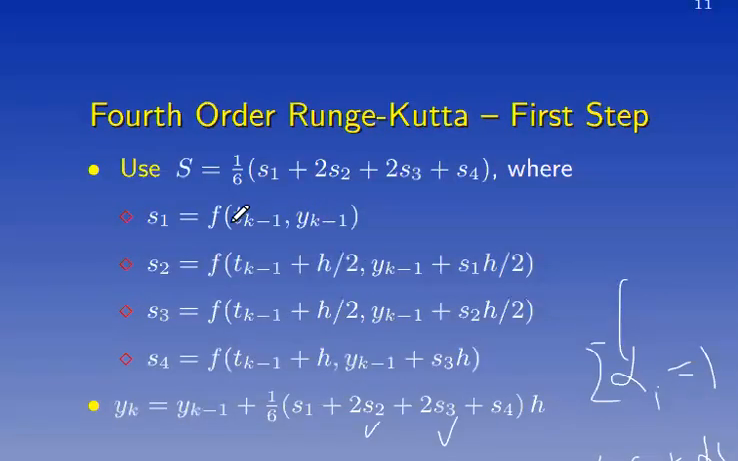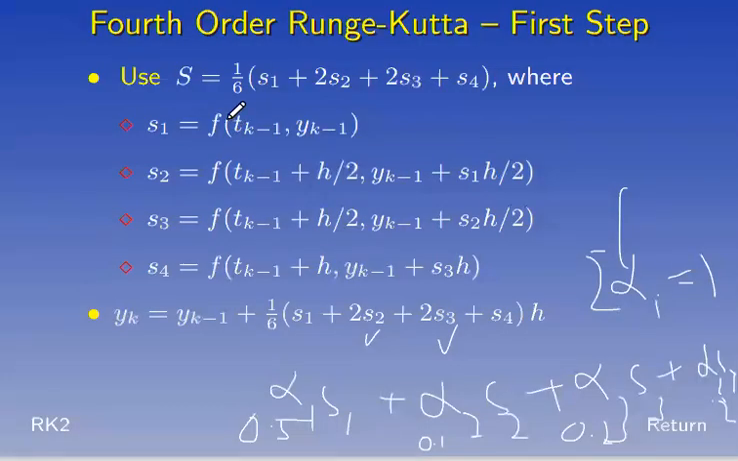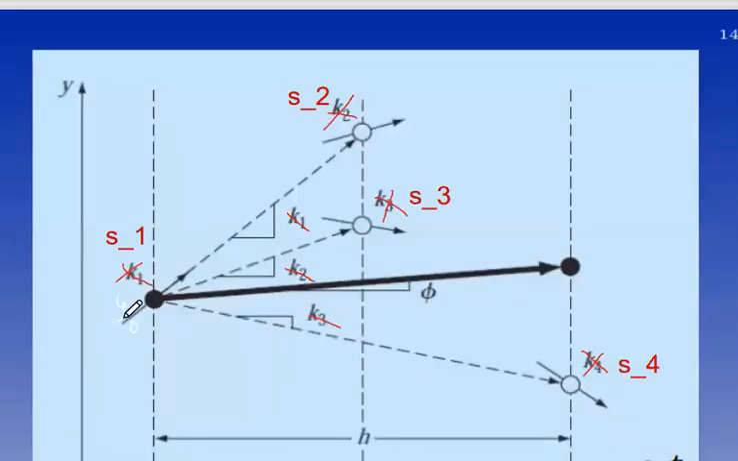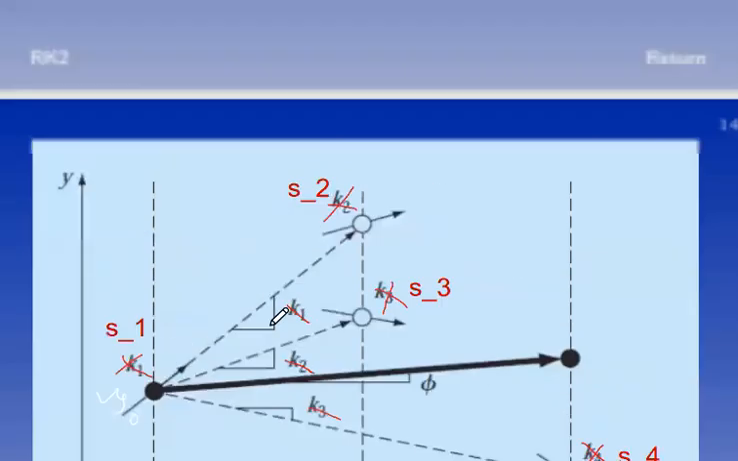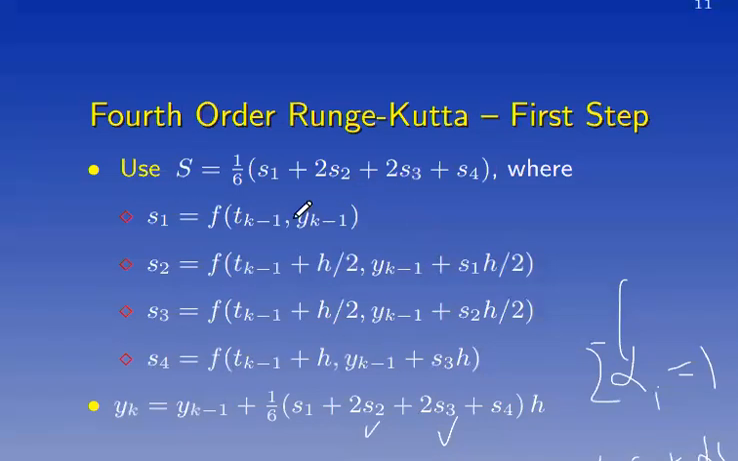For the demonstrators, I will discuss this. First you have to do this by hand to understand the method. This is the slope at this point. Let's say this is t naught and y naught. Plug that into here, and then you have this slope.